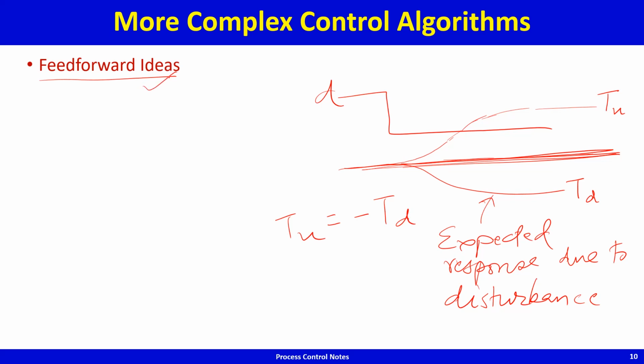And to implement feed forward, you do need an expected response due to the disturbance. A model of the disturbance is necessary. Also, a model of the effect of the manipulated variable on the process variable is necessary. So you need a model of both the disturbance effect on the process variable and the control input effect on the process variable.